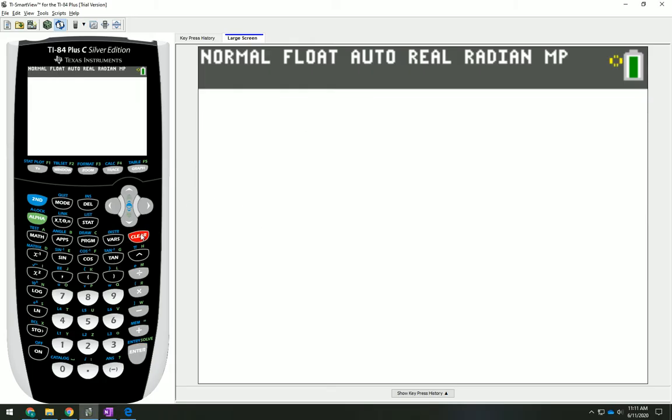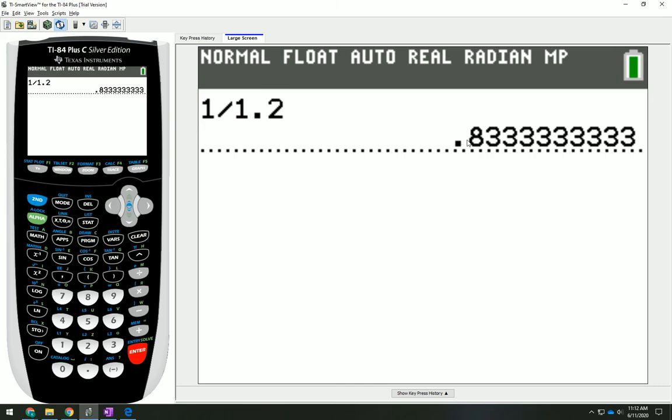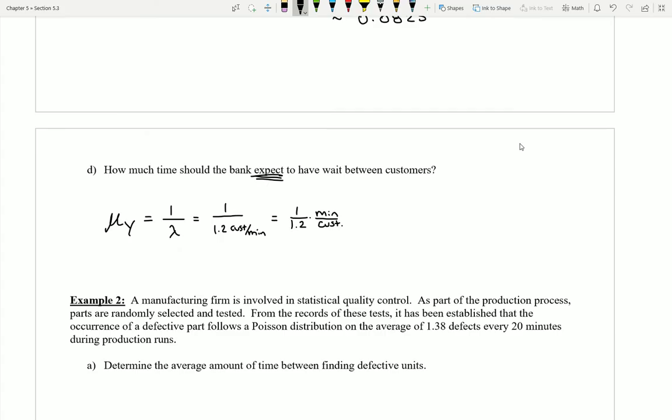So I can just go ahead and go to my calculator to figure out what is 1 divided by 1.2. Well, let's see what that looks like. 1 divided by 1.2 comes back at about 0.8333. So what this tells me is that I'm going to have an average wait time of about 0.8333 minutes per customer. That is, how long should I expect to wait? About 0.833 minutes for every customer.